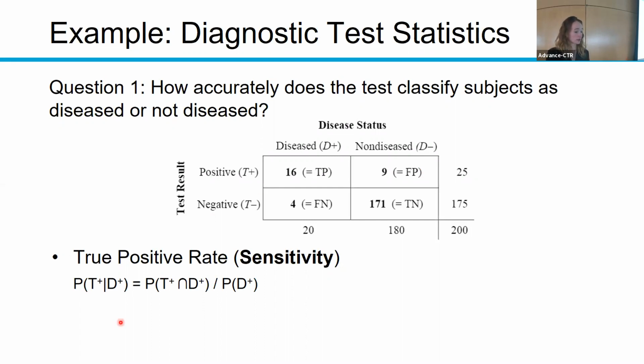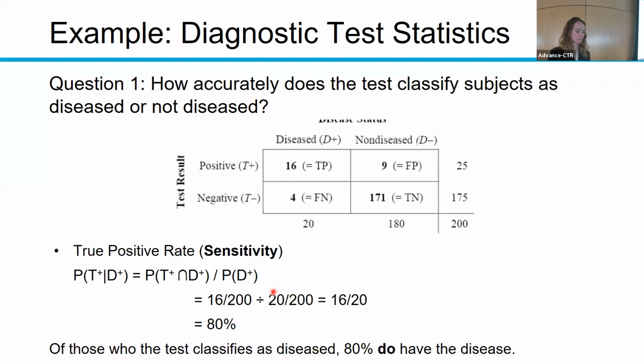Again, we can use our formula to write this out. Because we don't have the percentages, we just have to calculate them out, as I said. So the probability of their intersection, 16 out of 200, that's right here. And then 20 out of 200, that's everyone that falls under disease. 20 out of a total of 200. So that gives us 0.8 or 80%. Now, we can interpret that as, of those who have the disease, the test classifies 80% as positive.